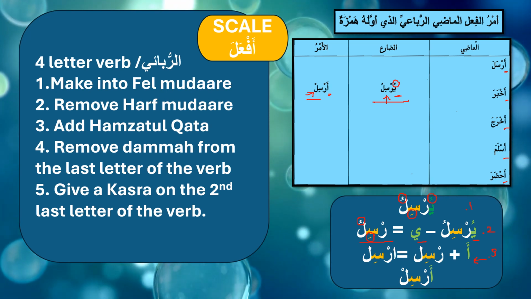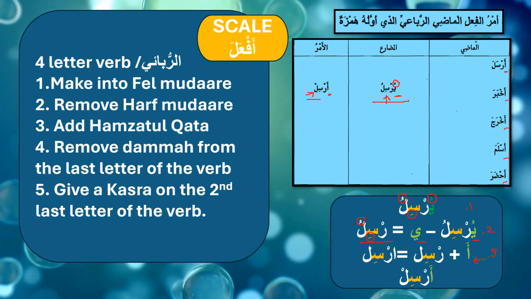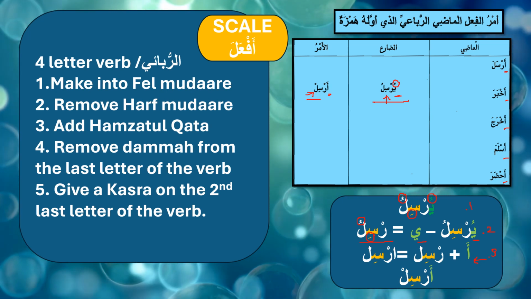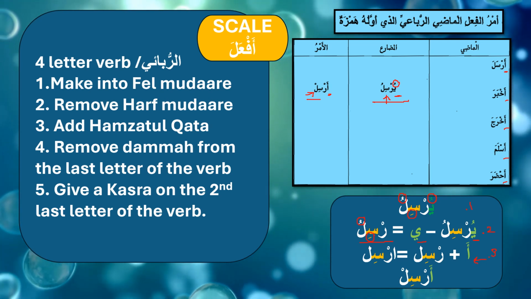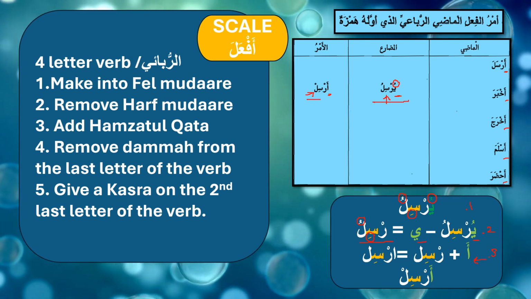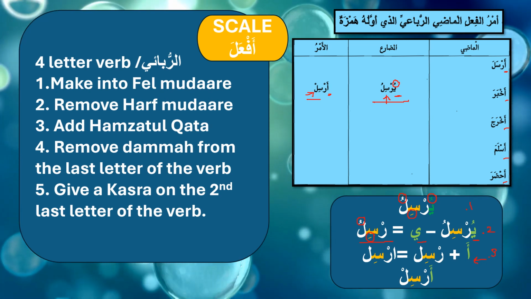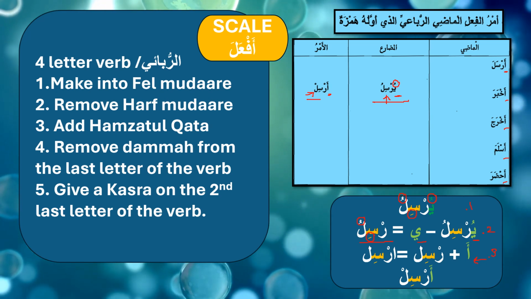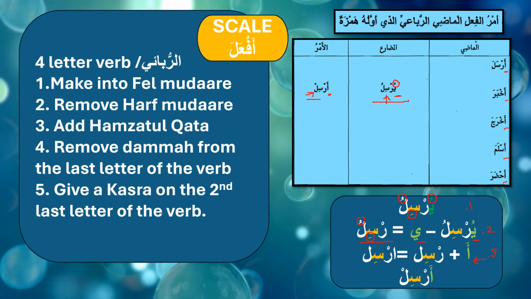Remember, in forming commands, either you add hamzatul wasl or you add hamzatul qata. So in case of the four letter, we will add hamzatul qata. How do you know it's hamzatul qata? There is a small hamza sitting over the alif. This is how hamzatul qata is written in the standard Arabic and in the Uthmani script. The hamzatul qata is with a fatha here.